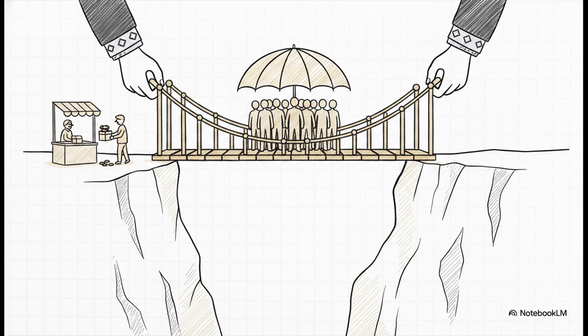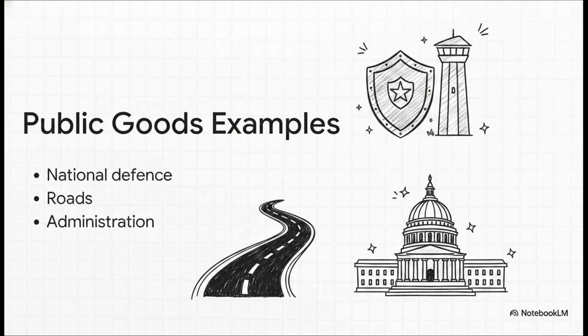Private markets just aren't designed to provide everything society needs. They rely on direct exchange between consumers and producers. But what happens when a service benefits everyone, regardless of who pays? That creates a massive gap that the government has to fill. We call these public goods. We're talking about absolute essentials, national defense, the roads and infrastructure we use every single day, and basic government administration. You can't really charge individual citizens a private market rate for national defense, right?